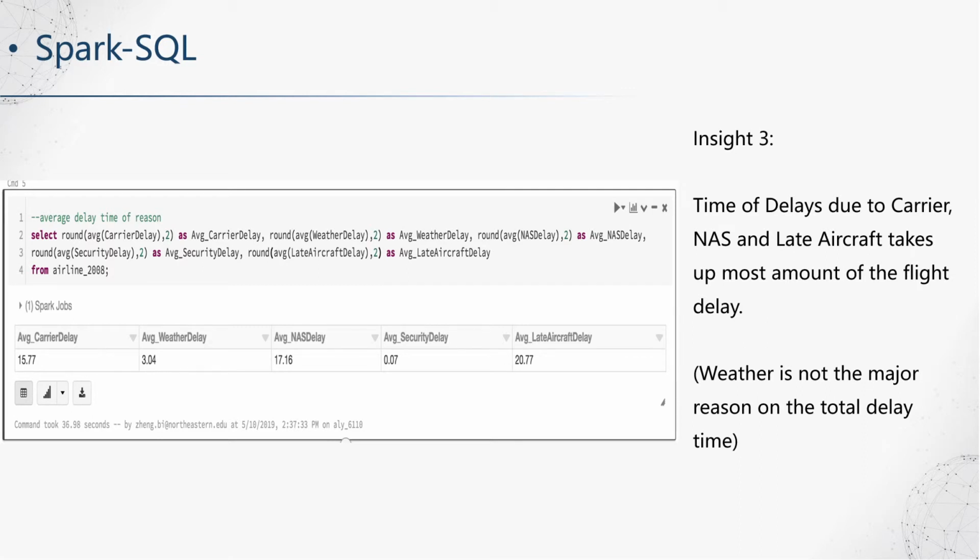Third, we also look into the causes of delay in 2008 and collect the relevant data together. Now we can see the breakdown of multiple reasons that cause your flight to be delayed and how much average time each and every single one of them costs the customer in their flight delays.